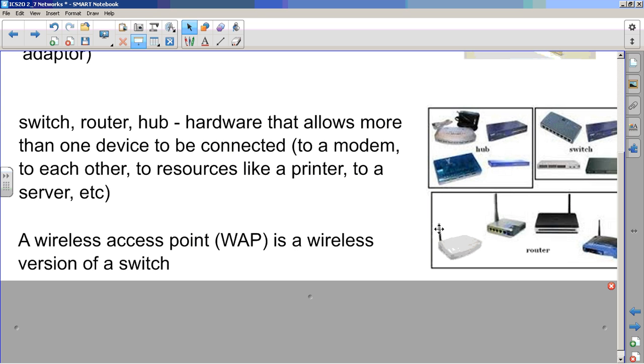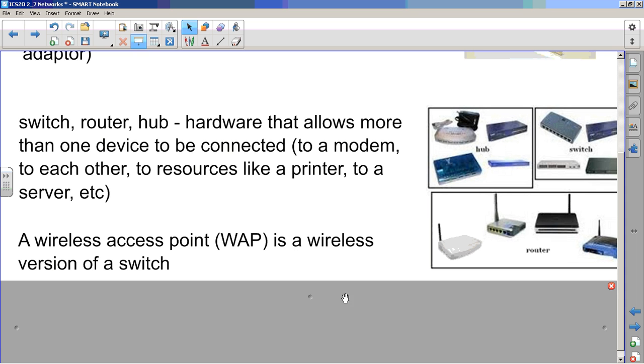Notice that these ones got these little antennas on them, and that's a hint that these ones are all wireless switches or wireless routers. And sometimes wireless routers are called wireless access points. WAP, a WAP is a wireless version of a switch. Okay. Sometimes you'll call those wireless routers as well. All that stuff means the same. And essentially, it's how we get more than one device hooked up to our modem at home.